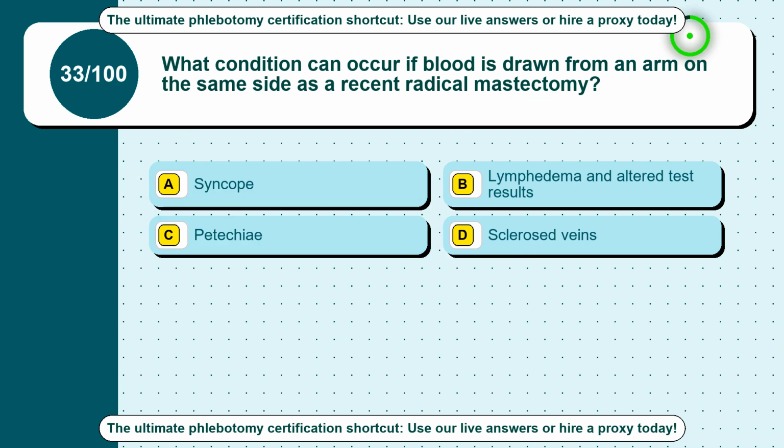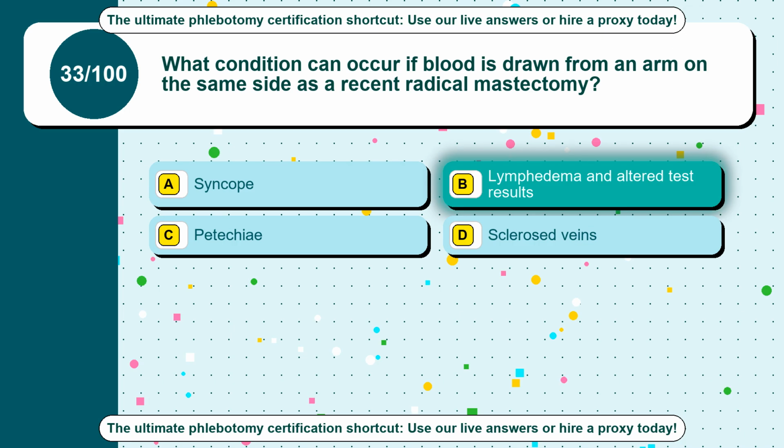Question 33. What condition can occur if blood is drawn from an arm on the same side as a recent radical mastectomy? Option A. Syncope. Option B. Lymphedema and altered test results. Option C, petechiae. Option D, sclerosed veins. The correct answer is option B, lymphedema and altered test results.